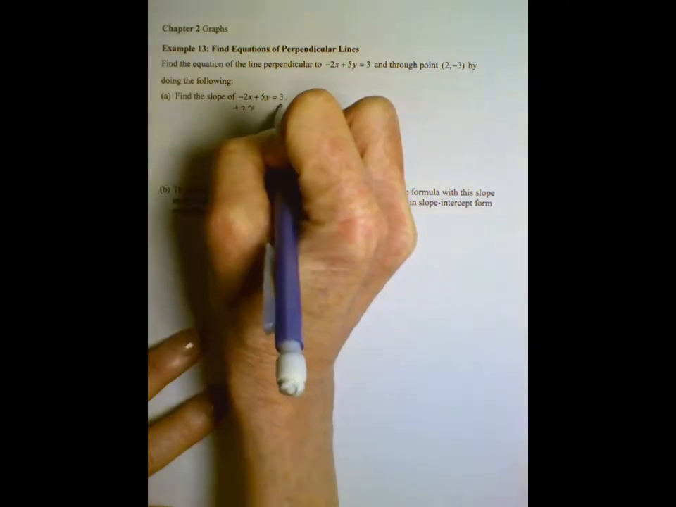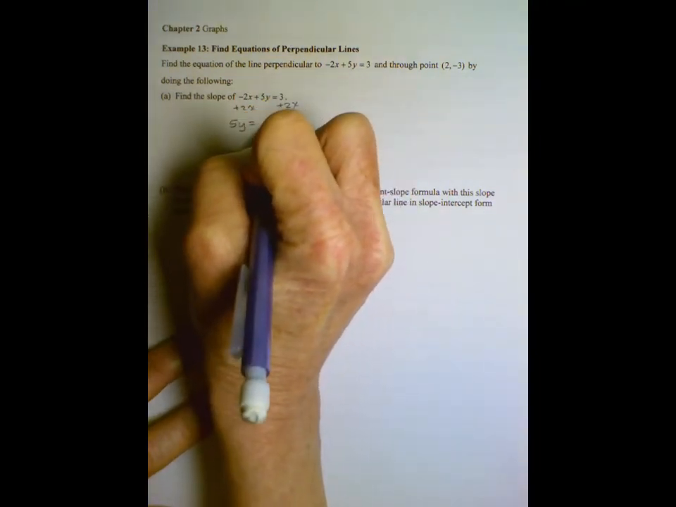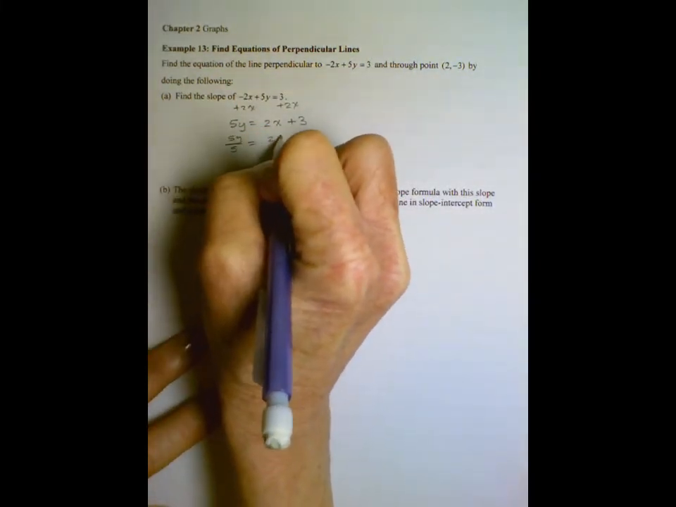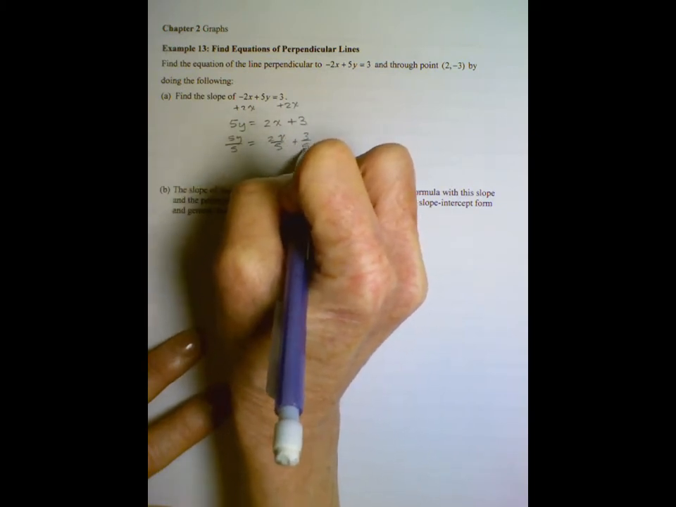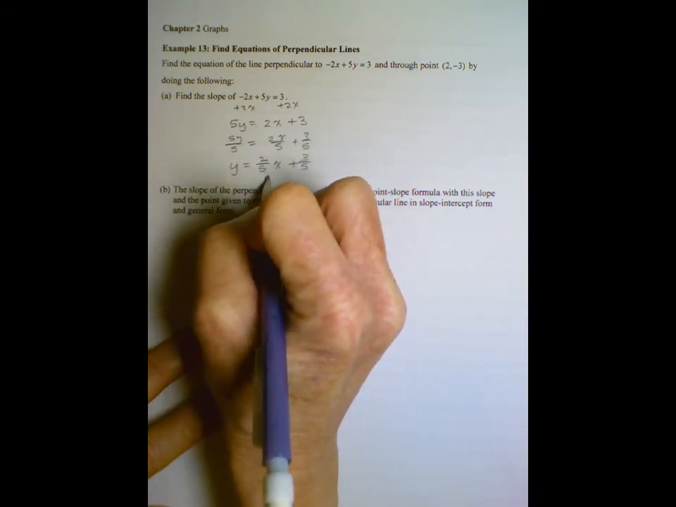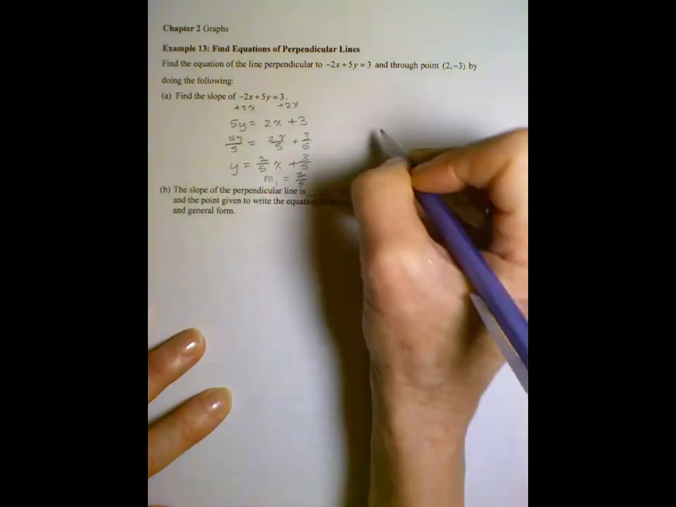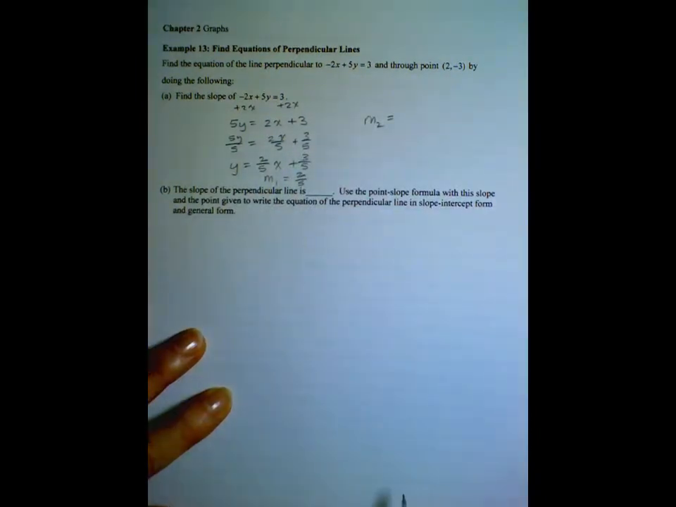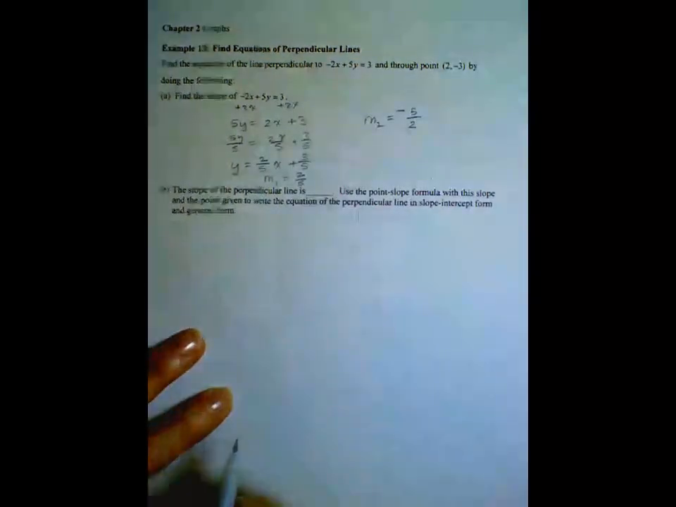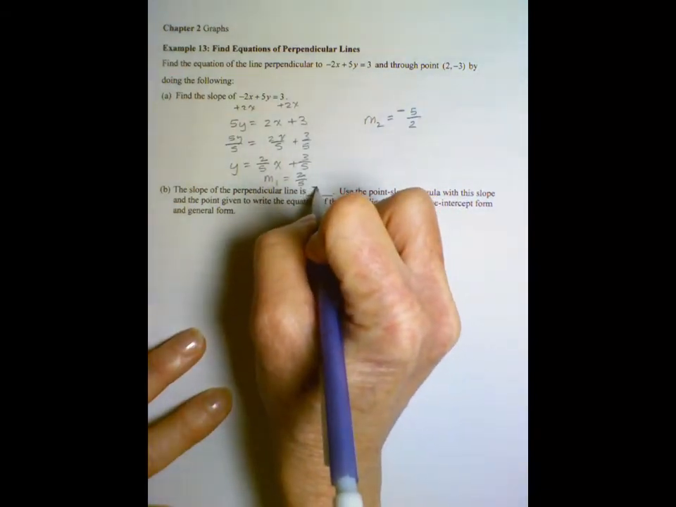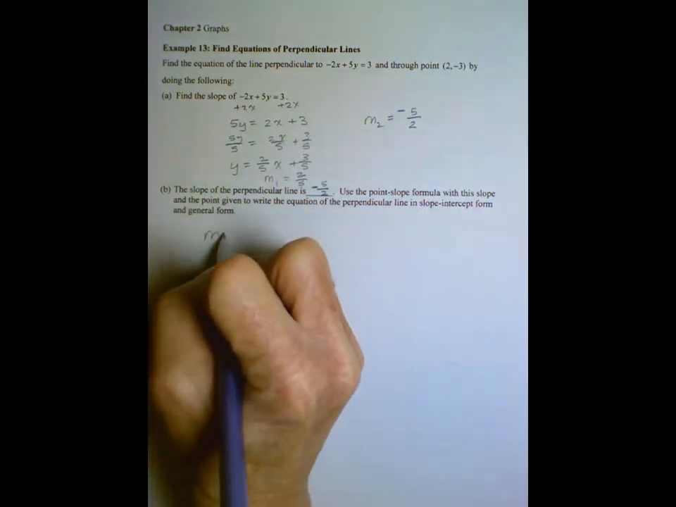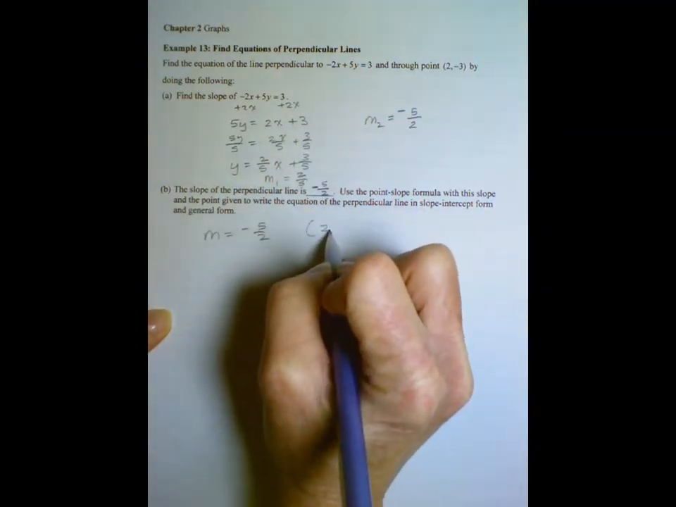Add 2x, and we get 5y equals 2x plus 3, and divide everything by 5. And we get y equals 2/5 x plus 3/5. So m1 is 2/5. So m2 is what? Flip it and change the sign. It was positive, now it's negative. The slope of the perpendicular line is -5/2. Now use this information that m equals -5/2, and I'm passing through the point (2, -3).